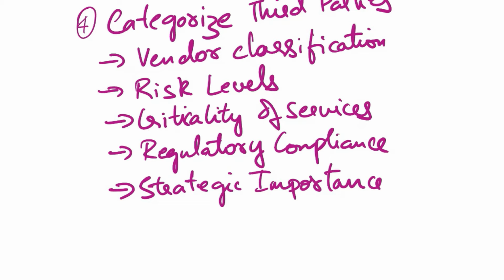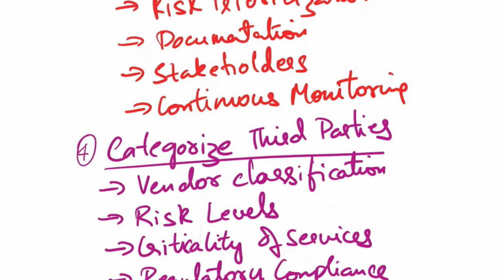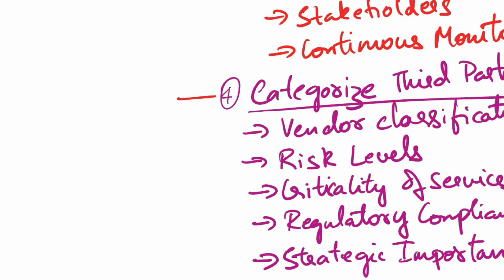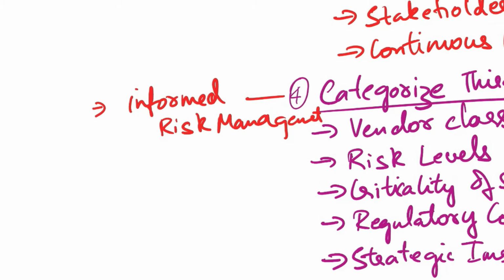So, now let's see why categorizing third parties is important. First, informed risk management. Categorizing third parties allows organizations to prioritize their risk management efforts. High risk vendors or those with critical roles can receive more in depth assessments and monitoring, while lower risk entities may undergo less intensive scrutiny.